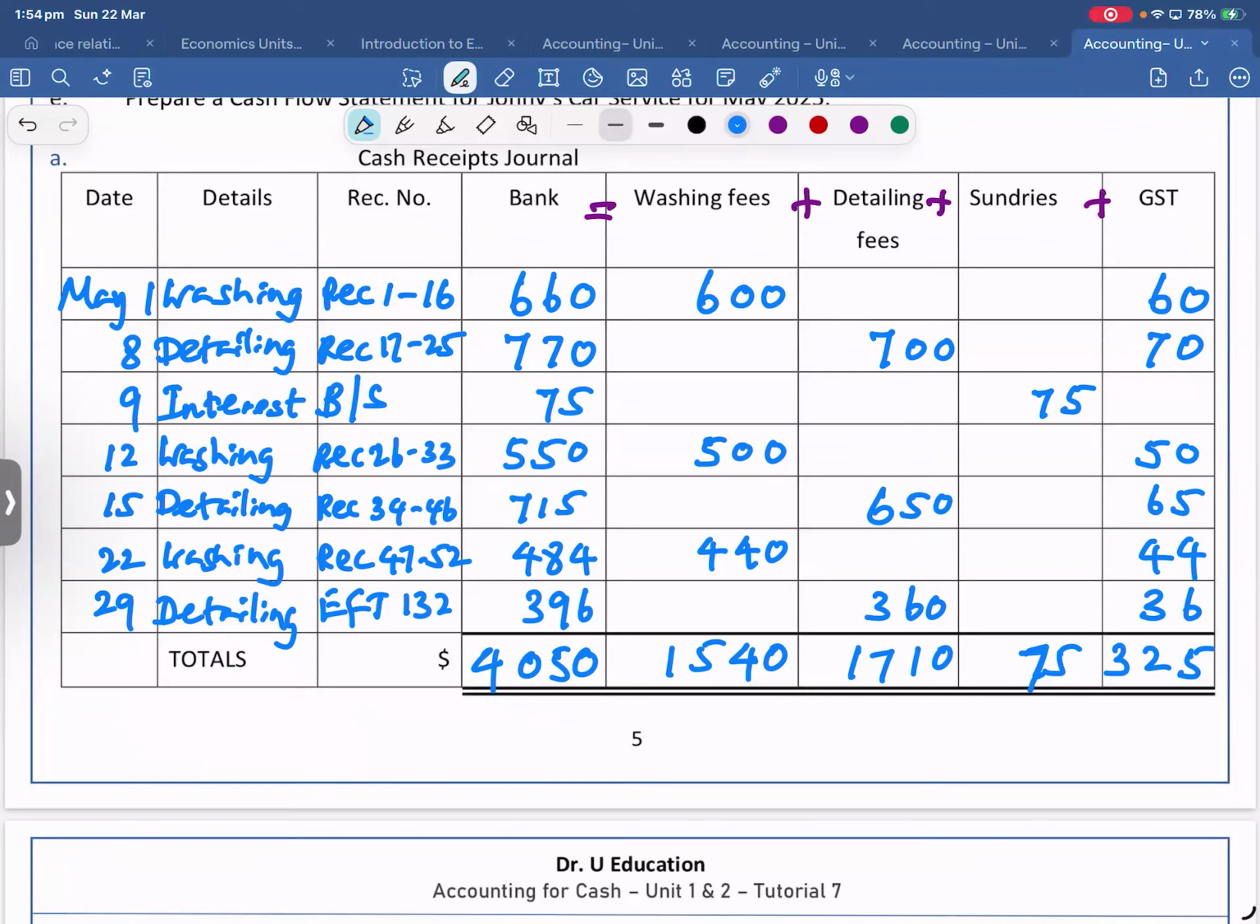20, 13, 2, 15, 20, 27. 36, 4, 17 plus 5, 29. Ah, yes, you are correct. 3650, yes. Yep.